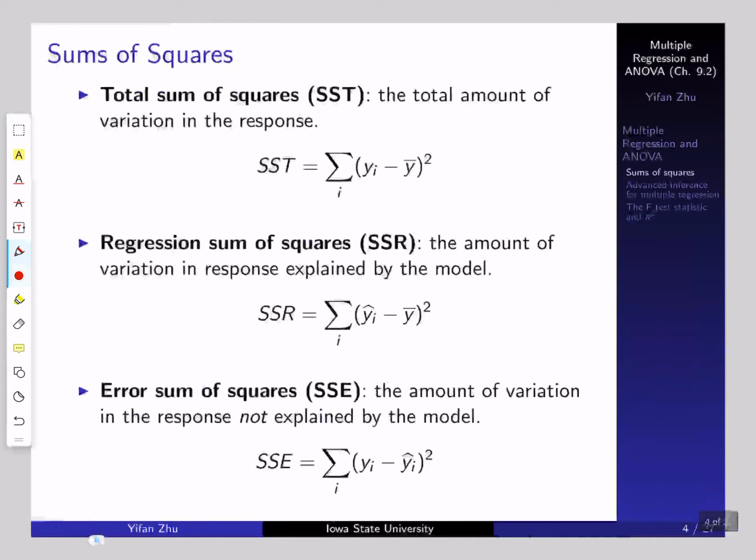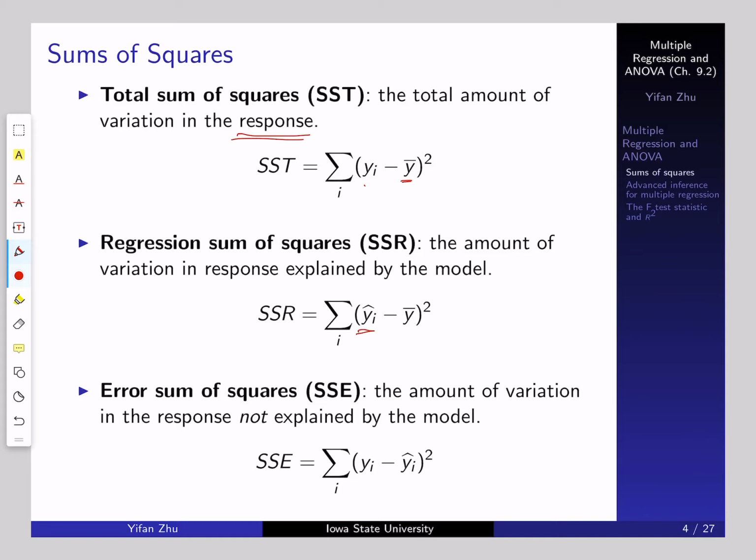And here are the SST, SSR, and SSE. We have seen this a lot of times. The total sum of squares, SST, is the total amount of variation in the response. It uses the squared distance from the center to measure the variation. And the regression sum of squares, SSR, is the amount of variation in the response explained by the model.